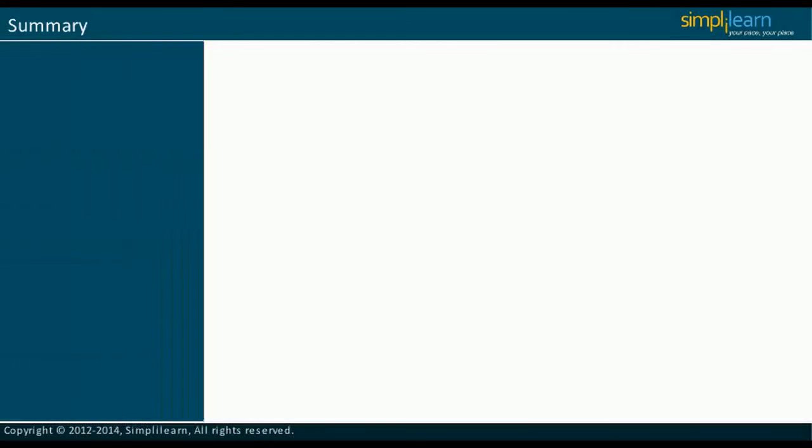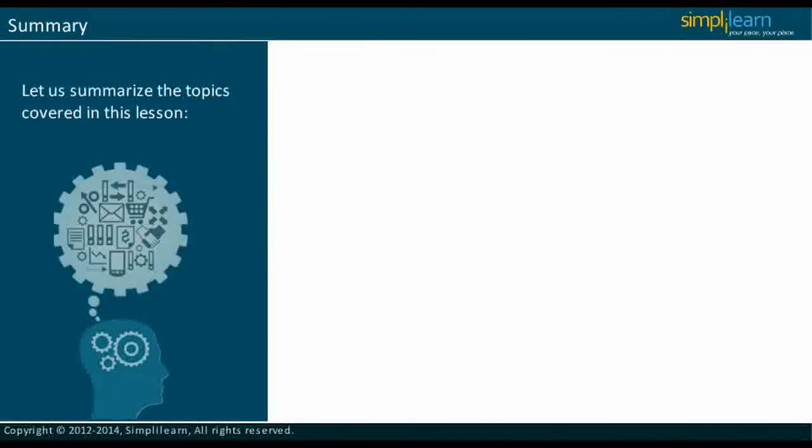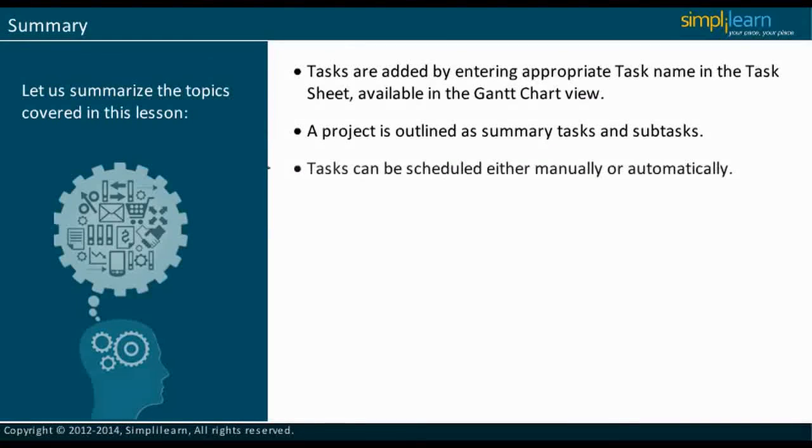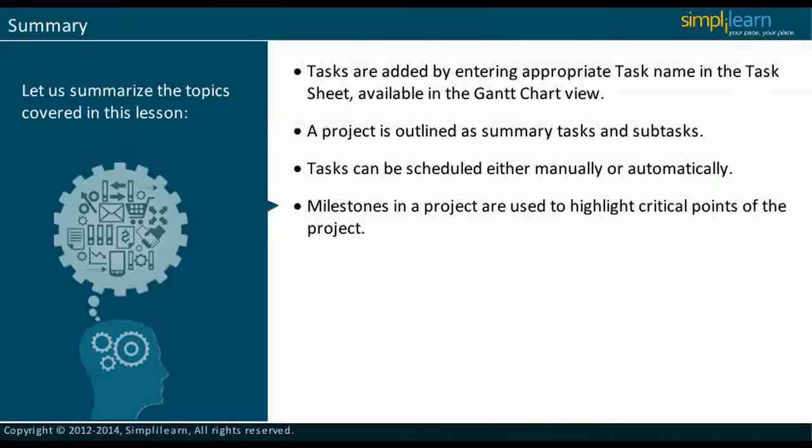In this slide, we will summarize the topics covered in this lesson. Tasks are added by entering an appropriate task name in the task sheet available in the Gantt chart view. A project is outlined as summary tasks and subtasks. Tasks can be scheduled either manually or automatically. Milestones in a project are used to highlight critical points of the project.